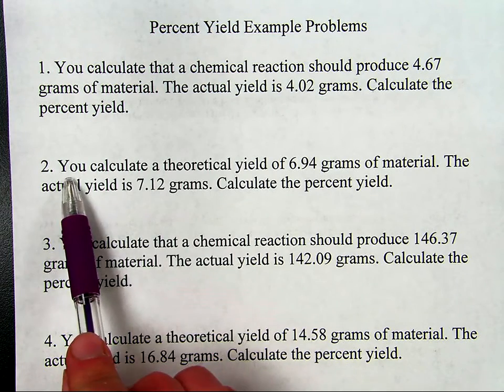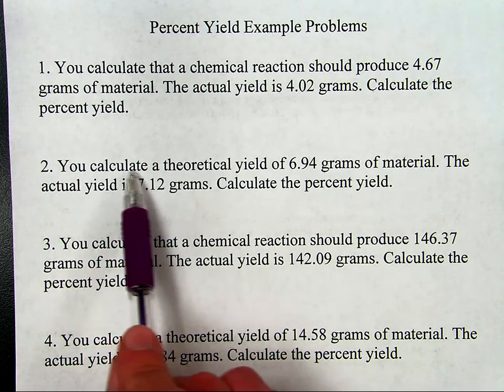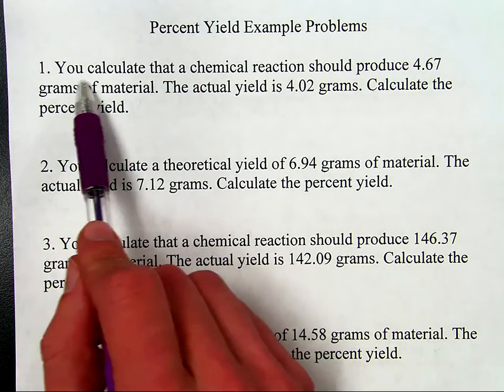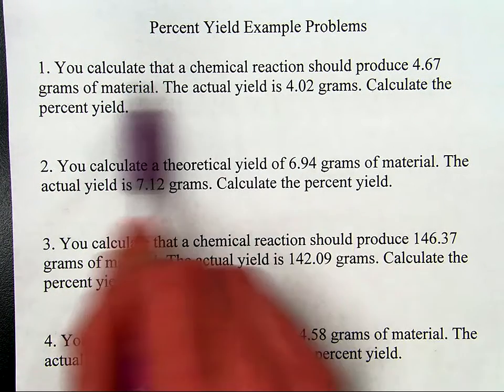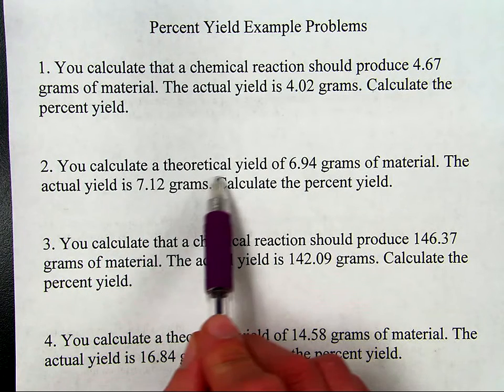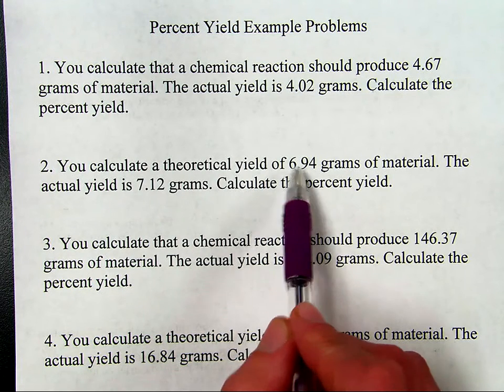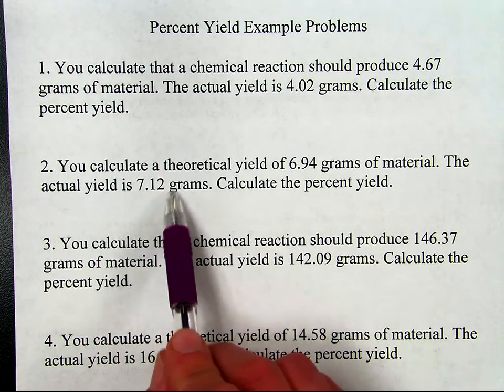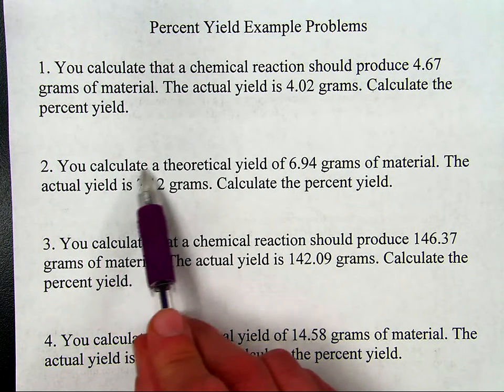Look at this example in number 2. Theoretical yield is what you're expecting. So theoretical yield and what you calculate that a chemical reaction should produce, these are the same thing. Theoretical yield being what you expect, 6.94 grams. Like you do all your calculations, you predict it's going to be this much. Actual yield is what you actually got from the experiment. So in this case, you would get more than what you thought.